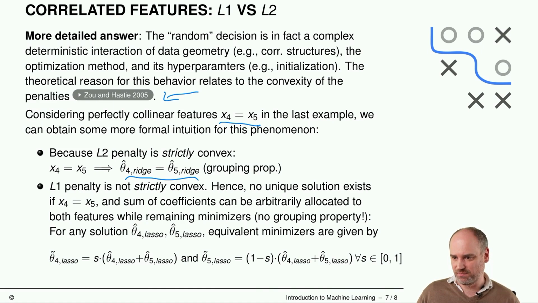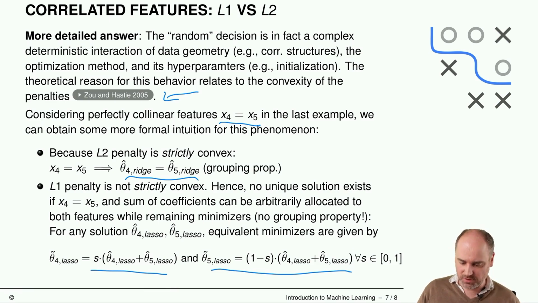So we can have a whole sequence of solutions of the same quality where the sum of the coefficient values of x5 and x4 are the same. So we don't have this grouping property. As long as we are producing convex combinations here, these will all produce solutions of the same quality. Sorry for not proving this exactly. This is all done in this paper. Take a look at this if you want to.